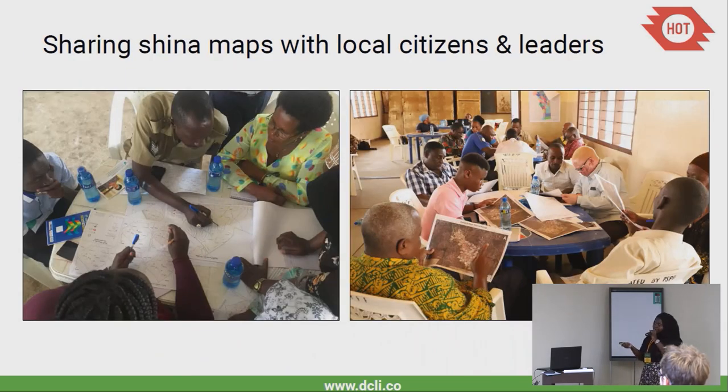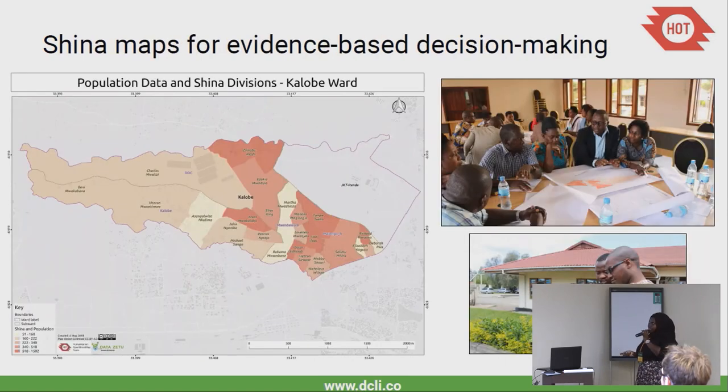But also local leaders who make decisions in the community, we had to train them and share back all the maps we collected. And this is an example of the maps. This is in Bear.